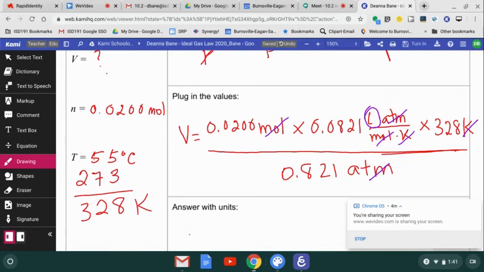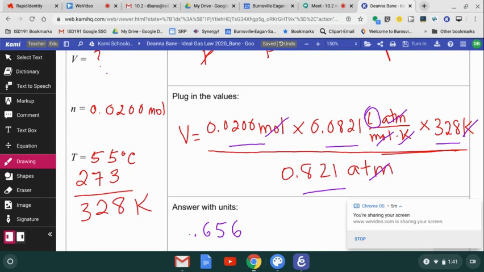All right, so then the last thing is to plug the numbers into the calculator. And to plug the numbers into the calculator, we're going to multiply the numbers on the top. So 0.0200 times 0.0821 times 328, and then divide that by the number on the bottom, which is 0.821. And the calculator says 0.656.